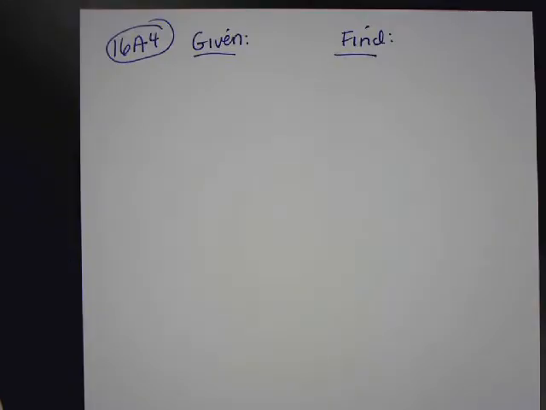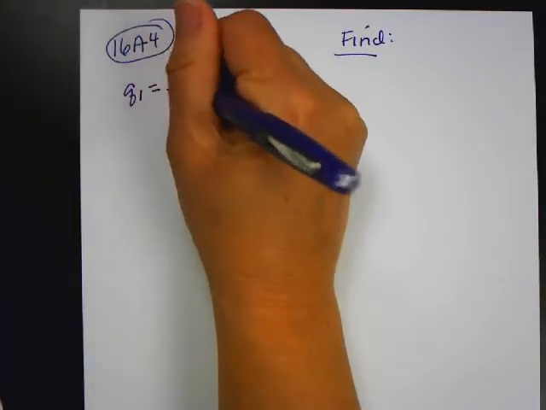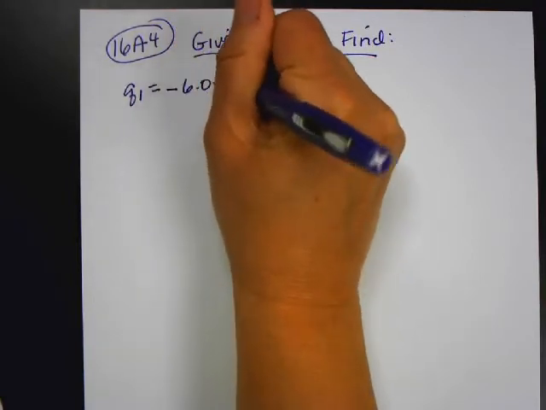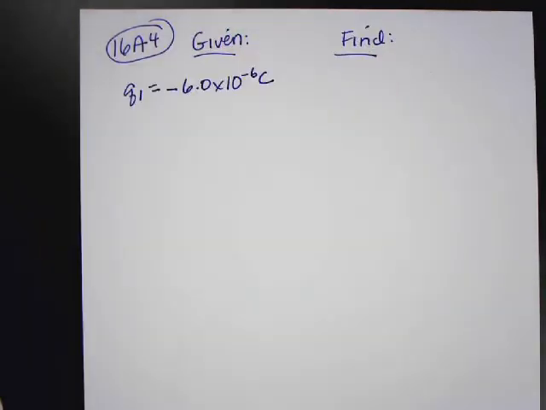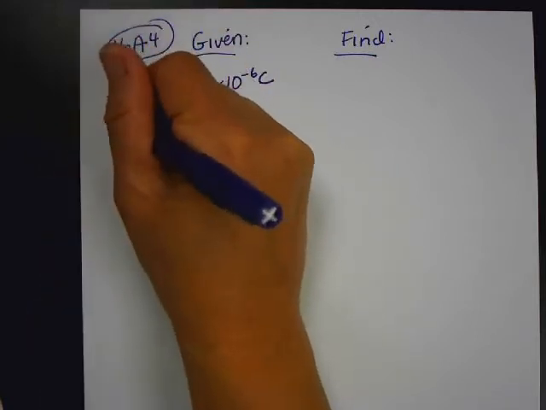It says a negative charge. So the first thing I'm going to do is write down Q1 is negative 6.0 times 10 to the negative 6 coulombs, exerts an attractive force on a second charge. So this force is a force of attraction.